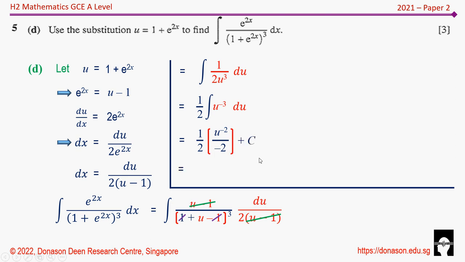And of course we can simplify this and write it as minus 1 over 4u squared plus c, and you can put back what the u was, because u we have taken as 1 plus e to the power of 2x, all squared, plus c. So that's how, using substitution, we can solve this part of the question for 3 marks.